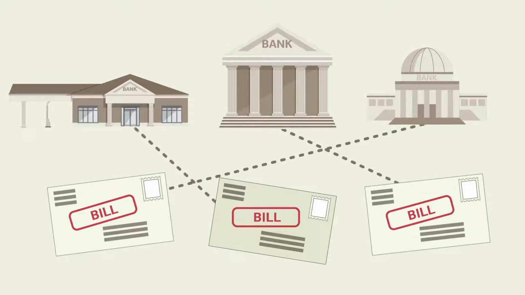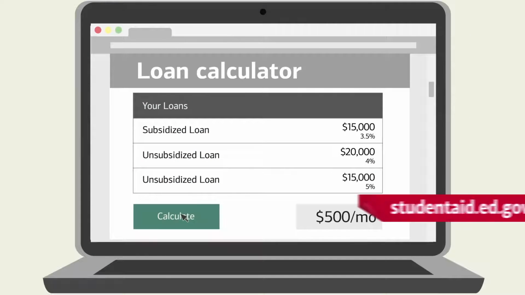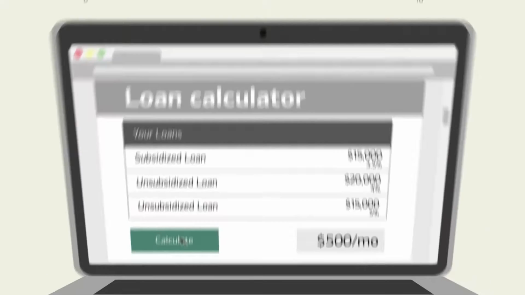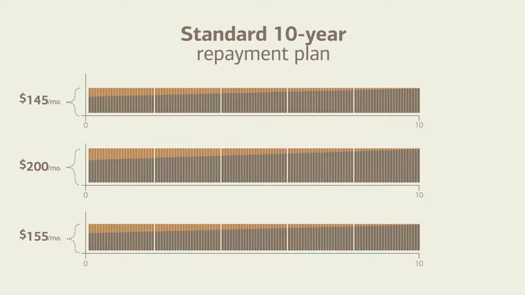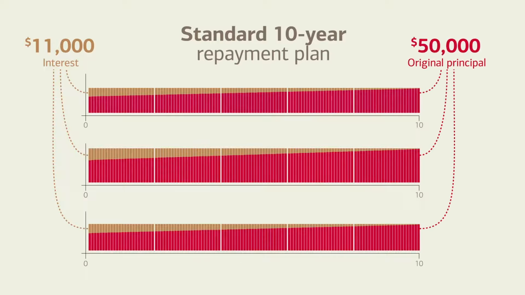Now, as you can see, keeping track of these loans might get complicated, especially if you're making payments to different loan servicers. Entering these numbers into the loan calculator at studentaid.ed.gov on a standard 10-year repayment plan, you're going to be paying a little over $500 a month. Over 10 years, you'll pay about $11,000 in interest on your original principal of $50,000.